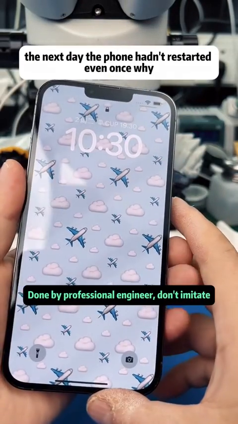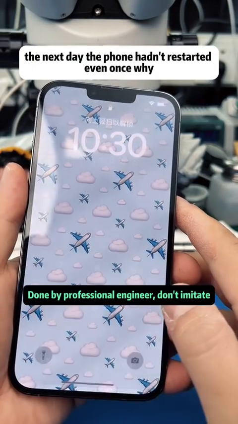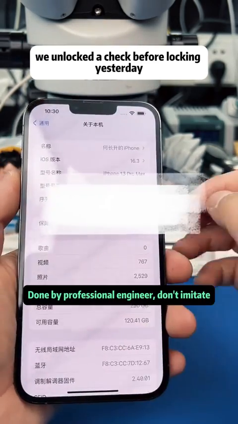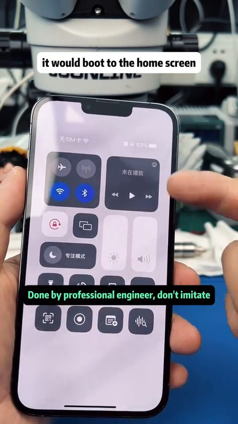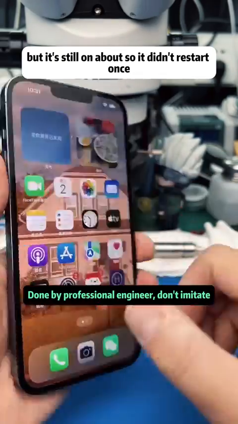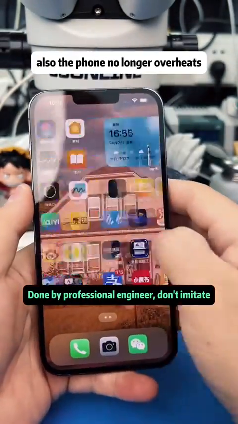The next day, the phone hadn't restarted even once. Why? We unlocked to check. Before locking yesterday, we left it on the About page. If it had restarted, today it would boot to the home screen, but it's still on About, so it didn't restart once. Also, the phone no longer overheats.